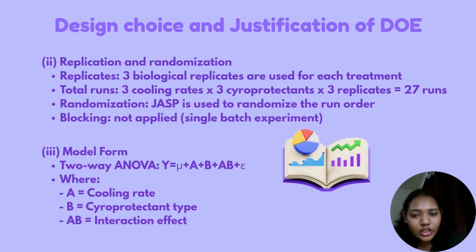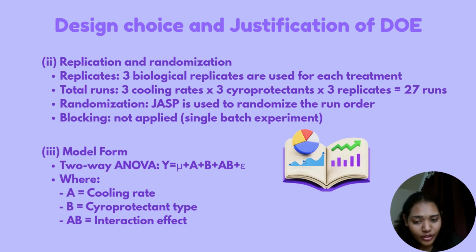Then we have the replication and randomization. As for replication, we have three biological replicates for each treatment, which is done to reduce the random biological variation and also to improve the accuracy of the mean response. As for total runs, we have 27 runs by having three cooling rates, three cryoprotectants, and three replicates. This is done to ensure that every factor combination is fairly represented and also to keep the design balanced. As for randomization, JASP is used to randomize the run order to ensure that the uncontrolled variables are also evenly distributed.